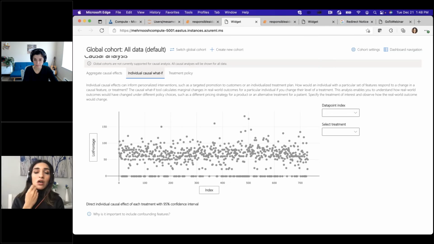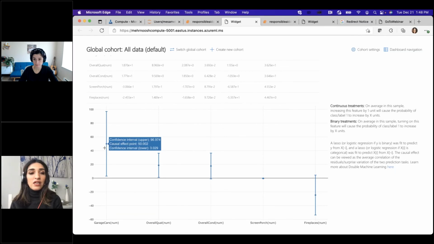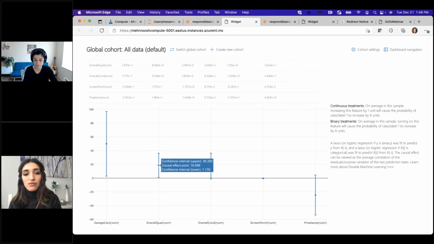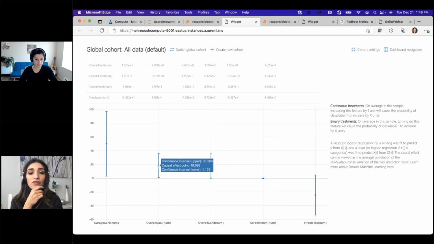Finally, you come to the individual causal what-if. That's when you want to tell an individual house owner what to do in order to get a bigger ask in the market. Say I click on this particular house and I can see that if I tell the owner of this house to build 1 more garage car or increase the finished quality of this house by 1 more unit, that's how much impact in K you would see. So if you increase the number of garage cars by 1 unit, you would see a 50K increase in the actual sales of this house. Or if you increase the overall finished quality by 1 unit, you would see 18.6K.